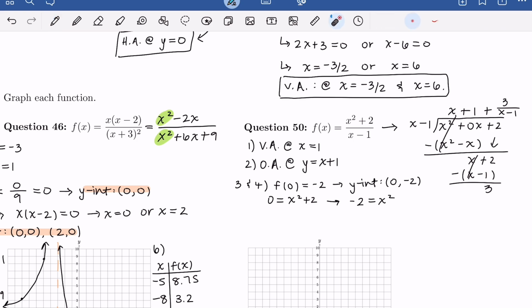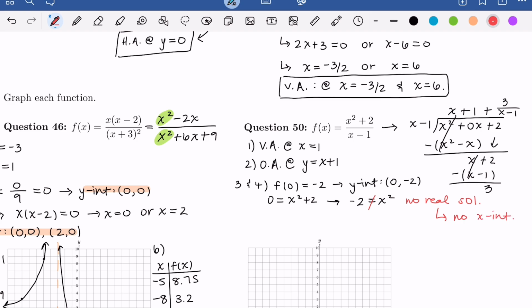Now from here, if we want to solve for x, we're going to have to take the square root on both sides of this equation. But then we're going to end up with the square root of a negative 2. So we're not going to end up with a real number as a solution; we're going to end up with an imaginary number. So in this case, we're not going to have an x-intercept, since we have no real solution.